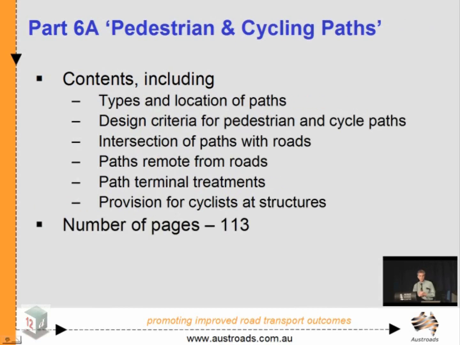Part 6A is pedestrian and cycling paths. Now this is pedestrian and cyclist paths off-road, so it's all the off-road criteria for pedestrian and cycling paths. And a lot of that material again is being taken from RTA and VicRoads, as well as some of the material out of the old Parts 13 and 14 of the Austroads Guide to Traffic Engineering Practice series.